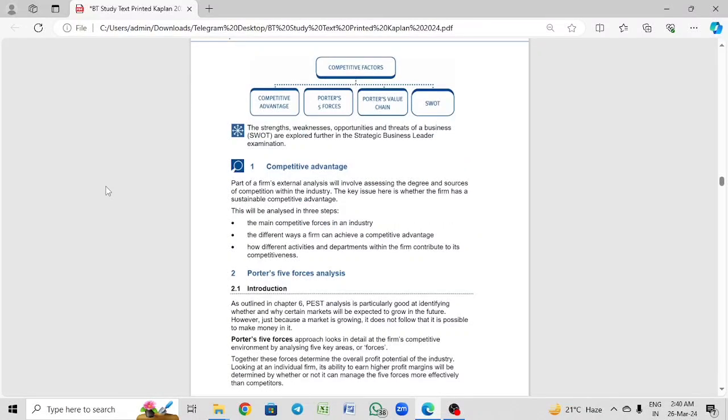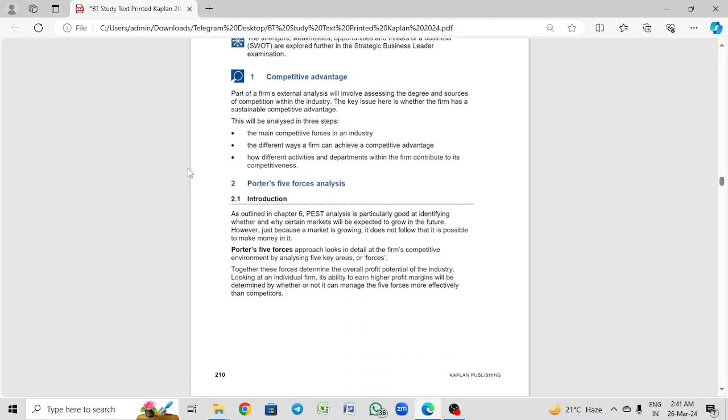So first we need to analyze what the key issues are. What are the steps through which we can have a competitive edge in the market? What are the various ways a firm can achieve a competitive edge? What are the different activities of the departments within the firm that contribute the highest towards competitiveness?